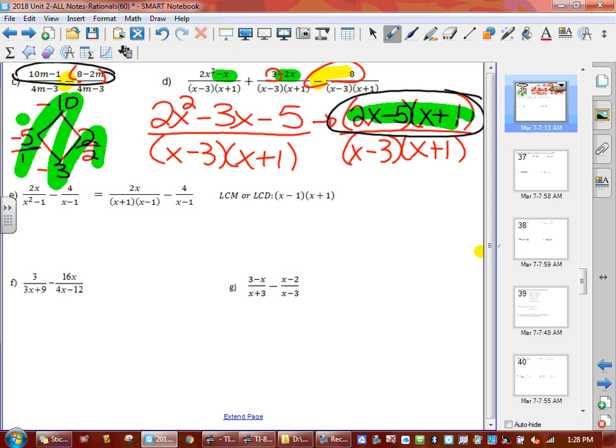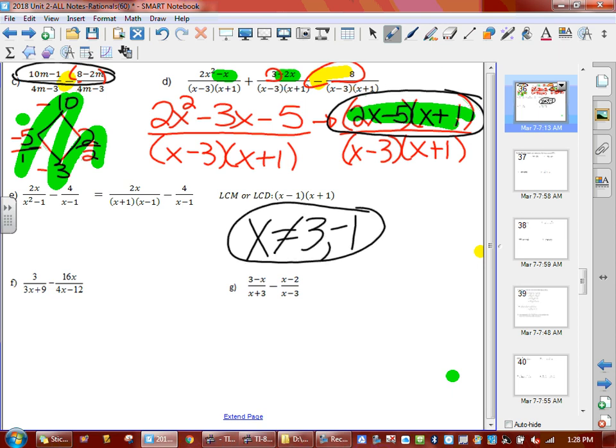Alright. What are the non-permissibles? 3 and negative 1. Alright, so x can't be 3 and negative 1. Perfect. Alright, what can I reduce? The x plus 1s. If they're identical, they disappear. So that goes away. Your final answer: 2x minus 5 over x minus 3. You can keep brackets around them. You don't have to, but you can. It might remind you that they're a binomial.